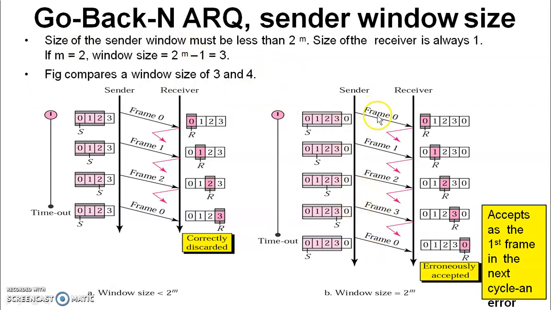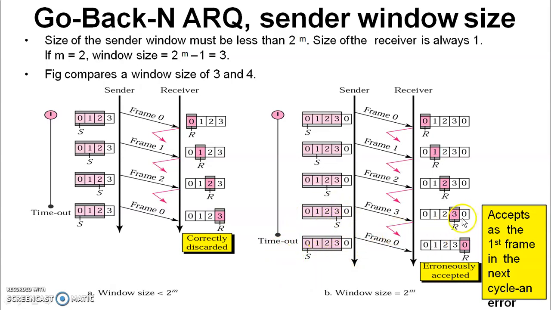So if you can observe the same scenario, frame 0 is received, acknowledgement is lost, frame 1 is received, acknowledgement is lost, frames 2 and 3 are received and acknowledgement is lost, and the timer is out. So in this scenario the same thing happens. Inside the window, whatever frames are there, it will resend.